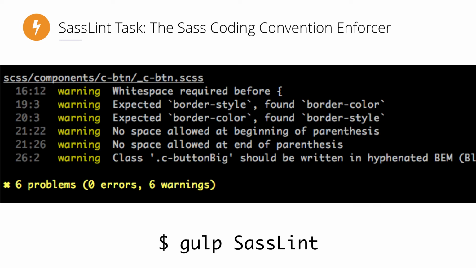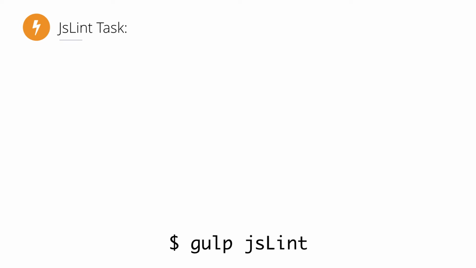At the same time this is all running in console, so if you run the Gulp task, it's actually going to start complaining about all the little syntax problems in your files and tell you exactly how to fix them. And in the case of even C-button big, it's complaining that that class name is not adhering to the standard class naming pattern that we've defined in the SassLint configuration file, which is the .sass-lint.yaml file in the root.